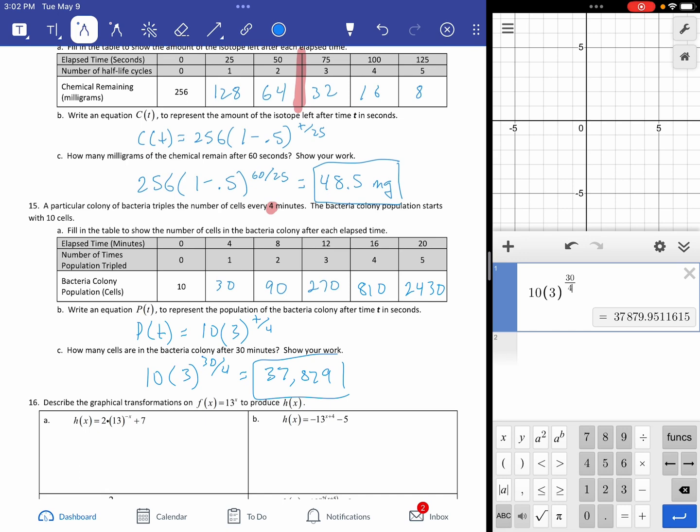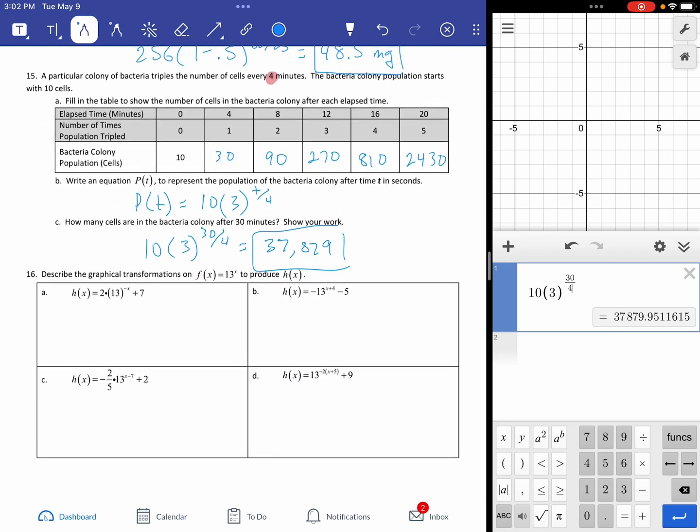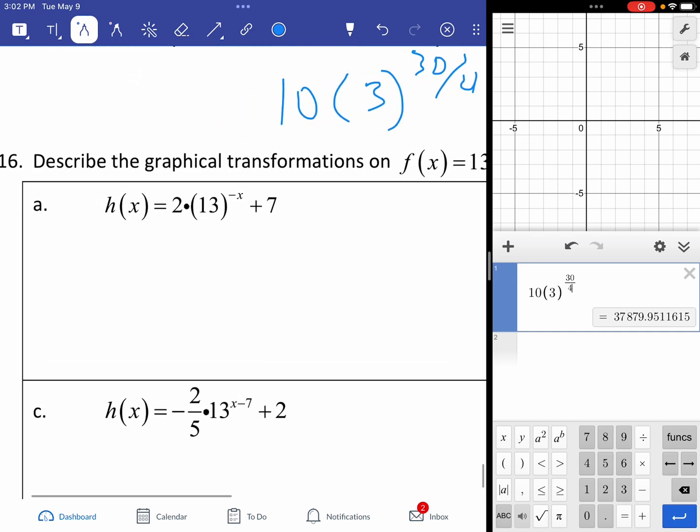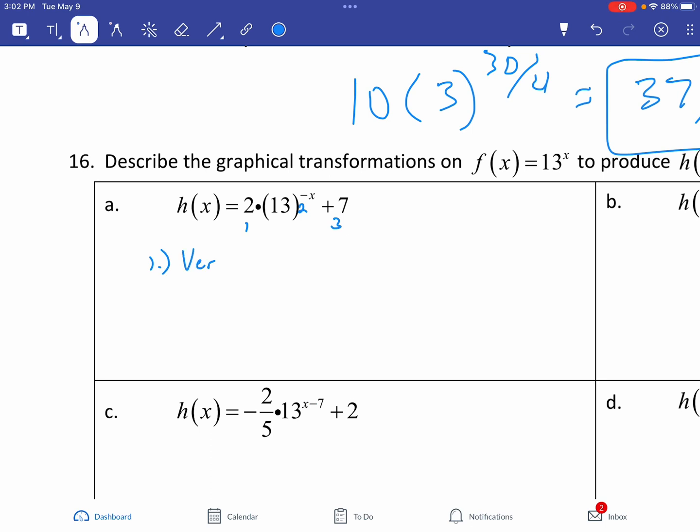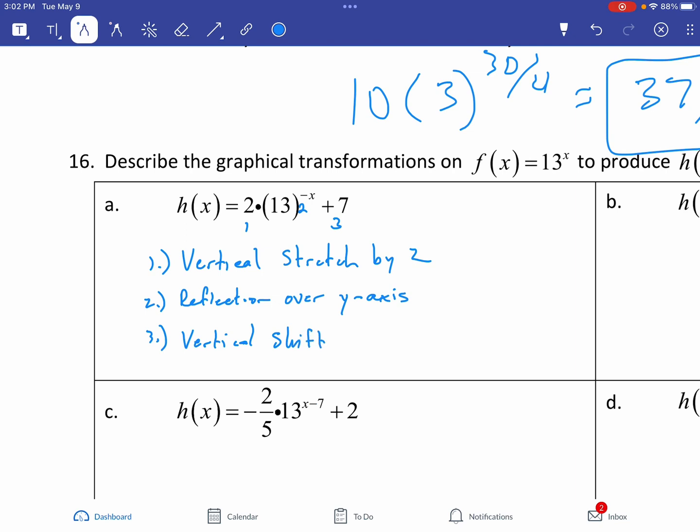All right, last thing, we're doing some transformations. Okay, so let's get rid of our calculator over here. So we have 1, 2, and 3 transformations. The first one is a vertical stretch by 2. The second one is a reflection over the y-axis. And 3 is a vertical shift going up by 7.